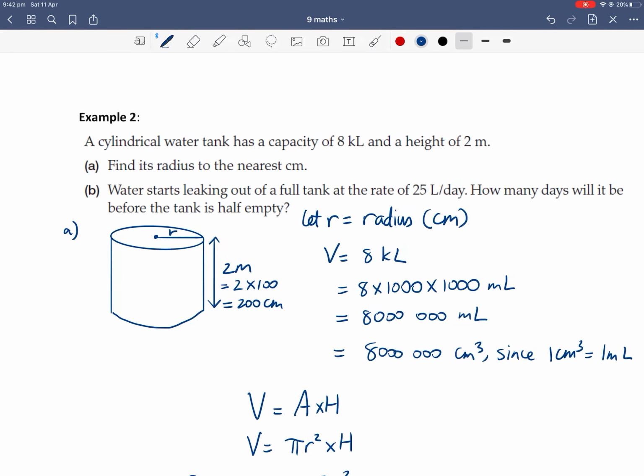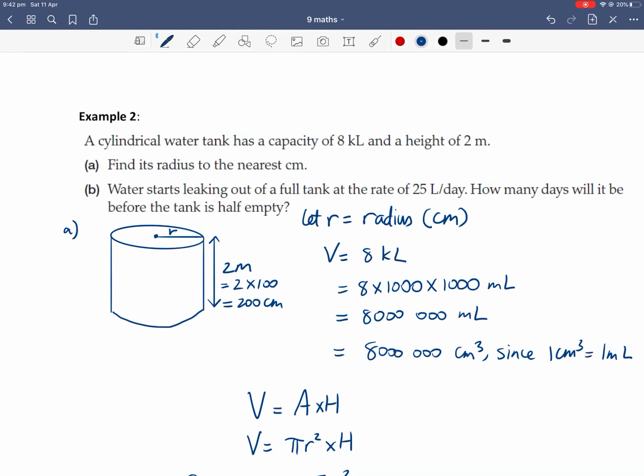And there's also a part B. So part B says water starts leaking out of a full tank at a rate of 25 liters per day. How many days will it take before the tank is half empty? So half the volume, first work out half the volume, and then if it's leaking out at 25 liters per day, we're going to work out how many days it's going to take.